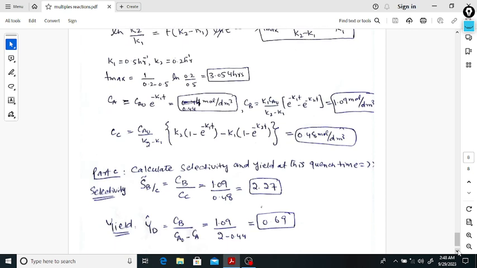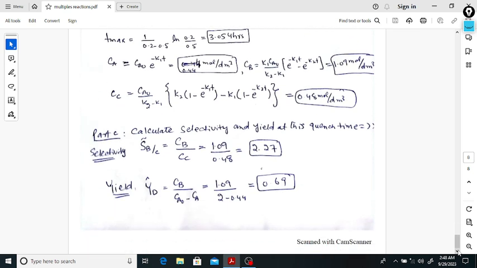Now go to part C: calculate the selectivity and yield at this quenching time. What will be the selectivity of the batch reactor and what will be the yield of this batch reactor at this 3.054 hours? It will be the selectivity of component B. This is the Cb, the concentration or molarity of B. So here you can see the Cb value is given to us. It is 1.09.